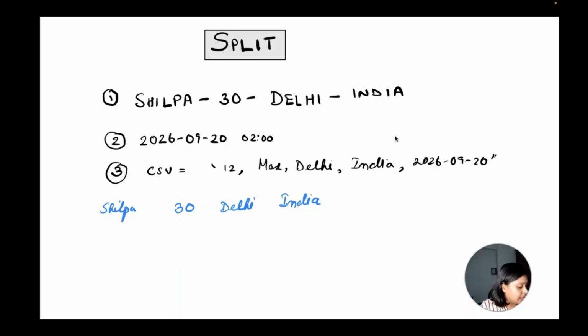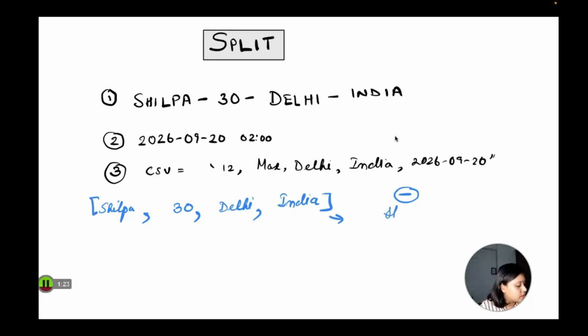So in this case, if we do a split, what happens is it goes ahead and splits by hyphen, and it gives us a list which is comma separated. Don't worry if you don't know what a list is. Basically this string gets converted into a list which is comma separated, and each value is different.